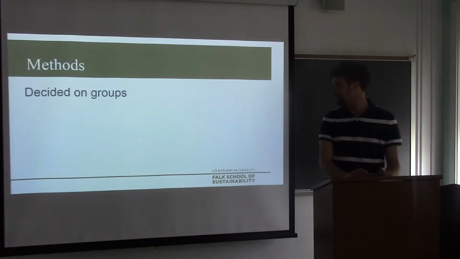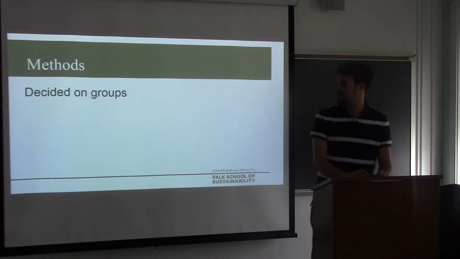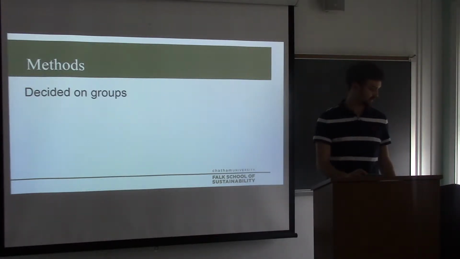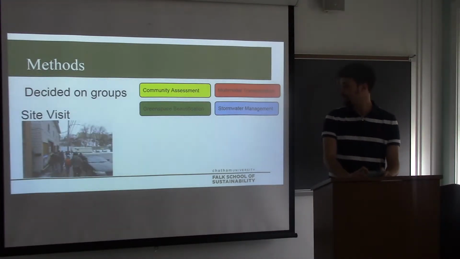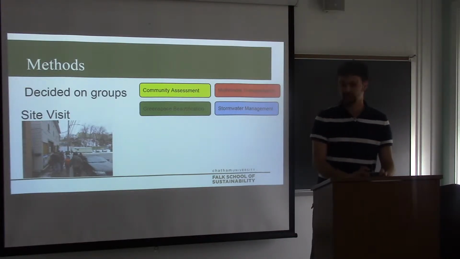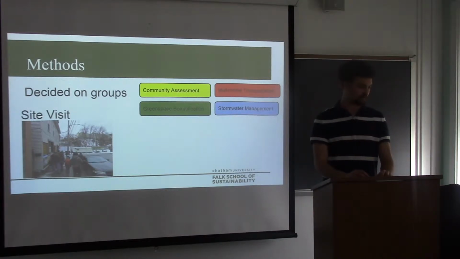So the methods that we took in order to take on this task was first deciding to divide into 4 different groups. These are based on the community's needs as well as the need for continuous community involvement. After we had our groups decided, we did a site visit where we were able to meet some of the stakeholders and gain information, first-hand experience, and understand some of the issues that the community is facing and would like to address.